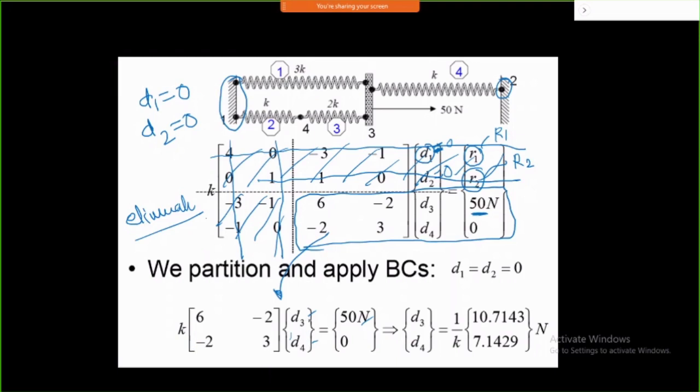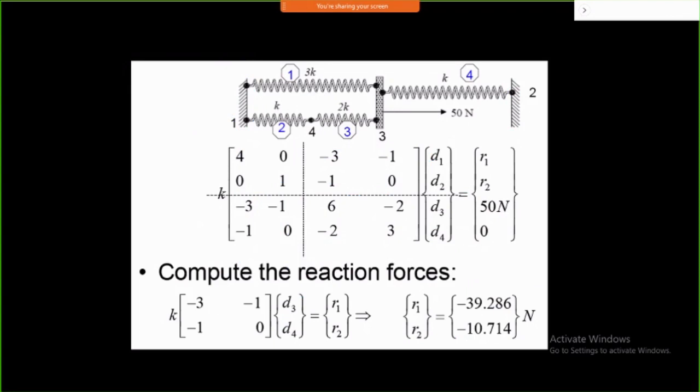This is two variables, and you can use Cramer's rule to solve this. Here you can get d3 and d4. 1 upon k is common for both, and you will get a 10 here and a 7.1 here. Once you substitute the k value, you will get the displacement values, maybe in meters, depending on the unit of k itself.